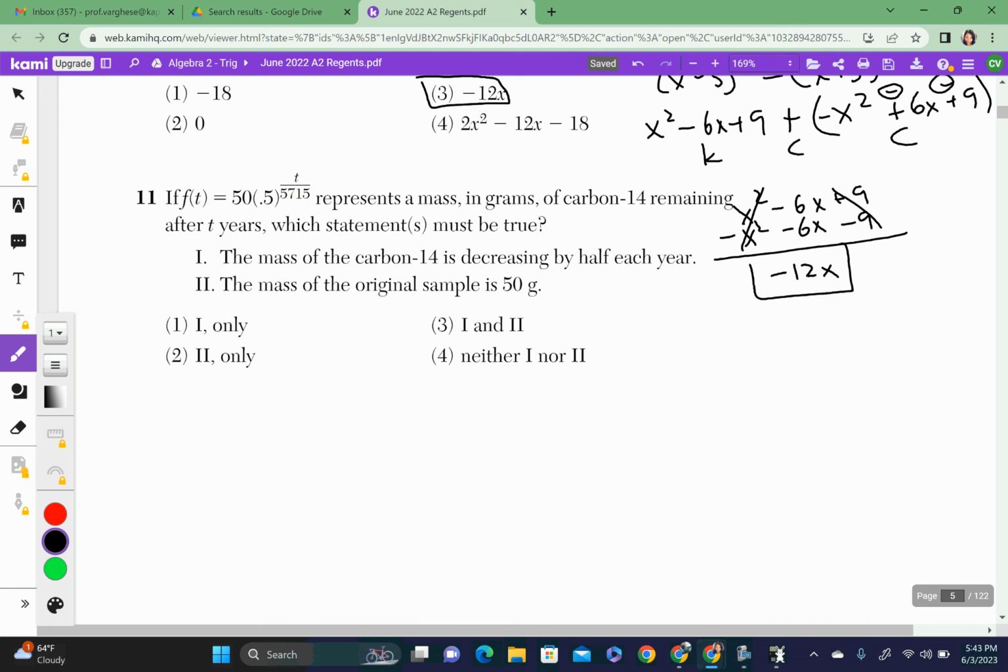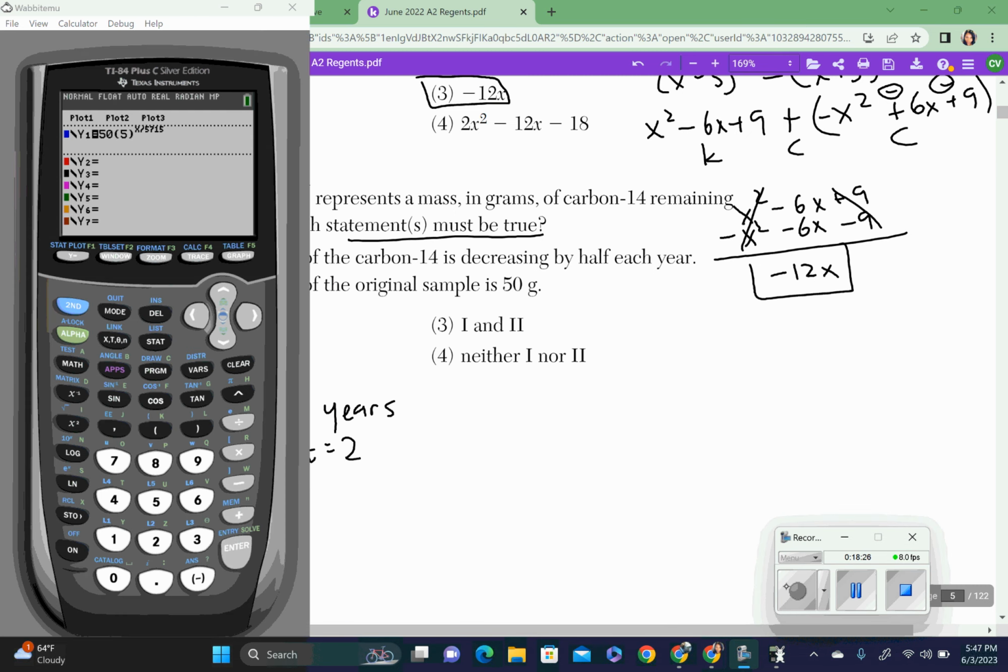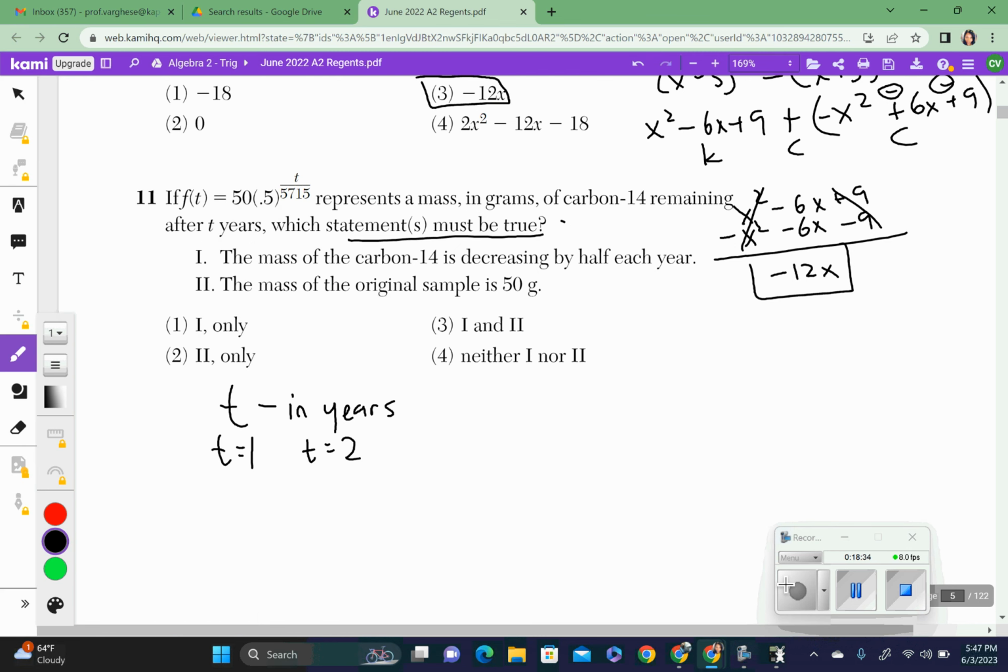Question number 11. So it tells us that f of t represents a mass, remaining after t years. Okay, so what I did to get my answer for this question is I want to see statement by statement. So it says which statement or statements must be true. So I'm checking the first one. So the mass of carbon-14 is decreasing by half each year.